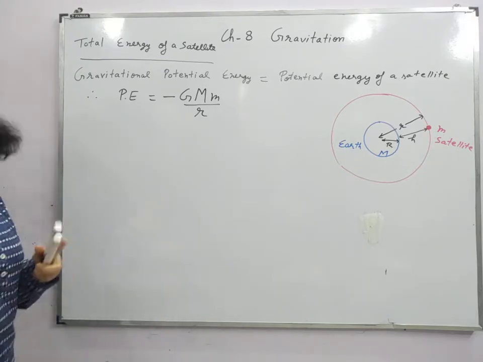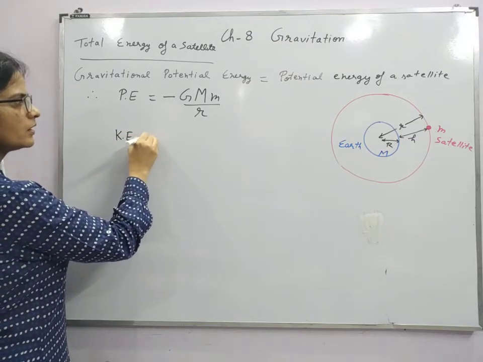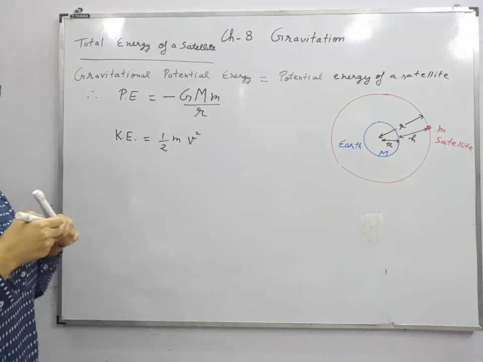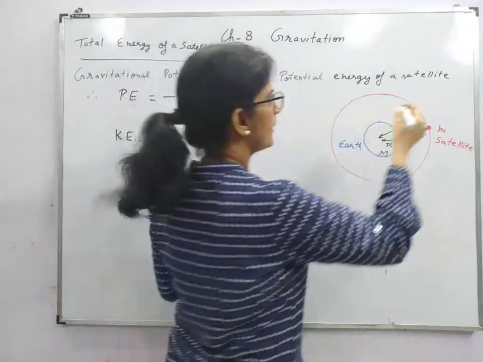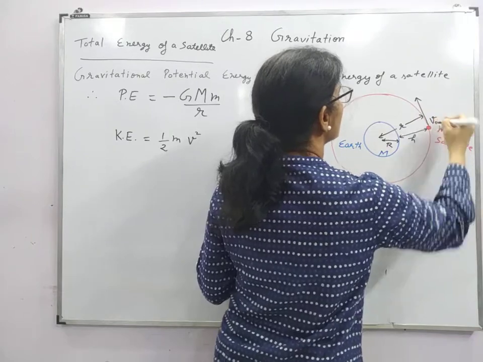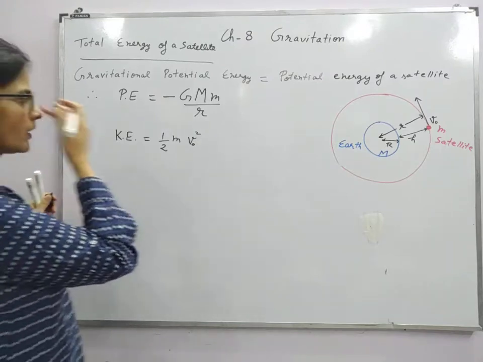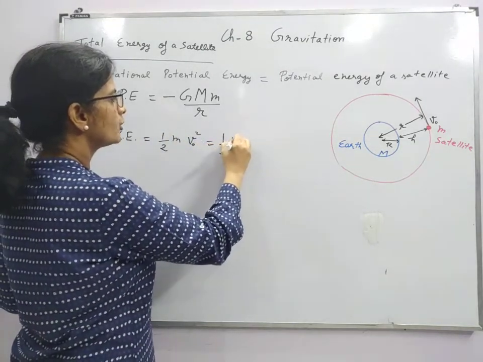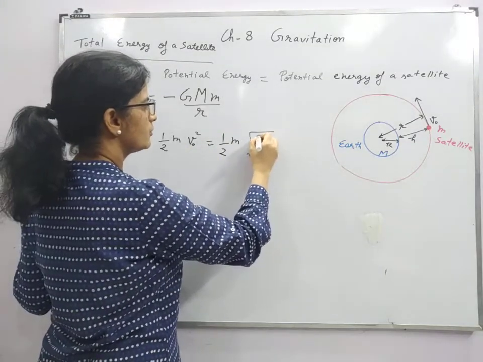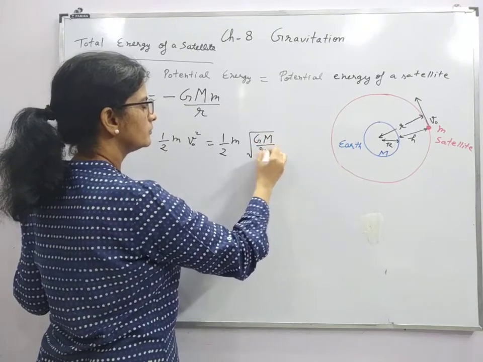Now we can write the kinetic energy formula. We know that the kinetic energy is equal to half mv square. Now when the satellite is moving in its orbit, what will be the velocity? That will be the orbital velocity of the satellite. So I can write the suffix v naught square. Now we know the formula of orbital velocity. The formula for the orbital velocity is under root GM upon r.